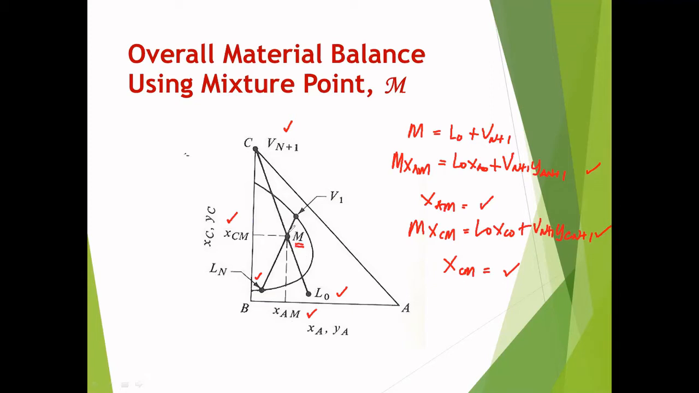M is always on the line connecting L sub O and V sub N plus 1. It's always right on that. Why is it? It's because M is the sum of these two. Okay? Now, remember, you already located the L sub N, the raffinate, on the lower phase envelope here. So what you do, you connect this L sub N, the raffinate, on the lower part of your phase envelope to the M that you have placed right on the line LO and V sub N plus 1.